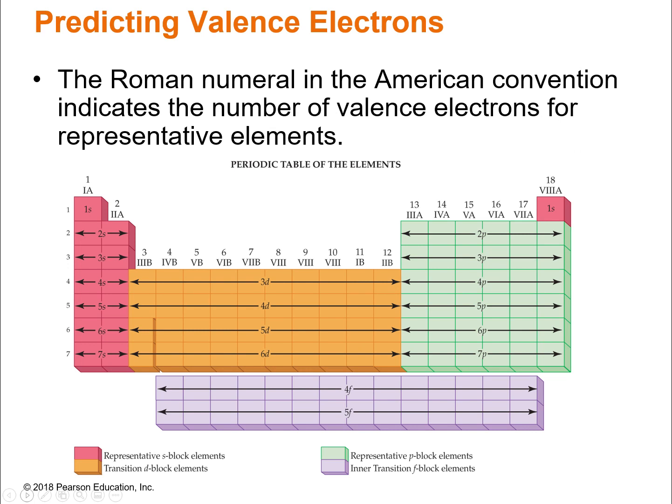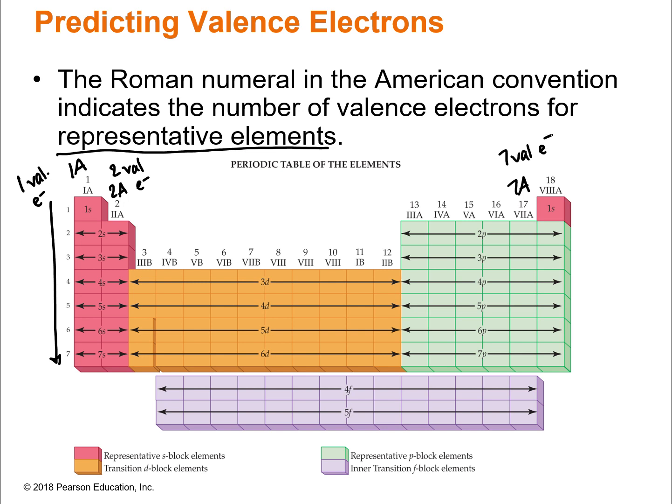Now there's a way to predict valence electrons, and this is sort of a trend. If you want to put it on your periodic table, you can. I said earlier that I like the Roman numeral in the American convention, because the Roman numeral will tell you the number of valence electrons for the representative elements. So everything in group 1A has 1 valence electron. Everything in 2A has 2 valence electrons. If you go over to group 7A, it has 7 valence electrons. So it's a really easy way to know how many valence electrons you have for a particular atom.